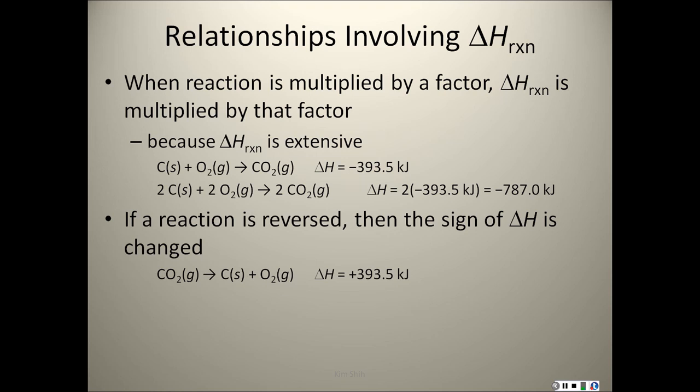So, for example, if you have C plus O2 yields CO2, and I tell you the delta H is negative 393.5 kilojoules for that, if there was a 2 coefficient in front of everything, then there'd be a 2 multiplied by that whole thing.